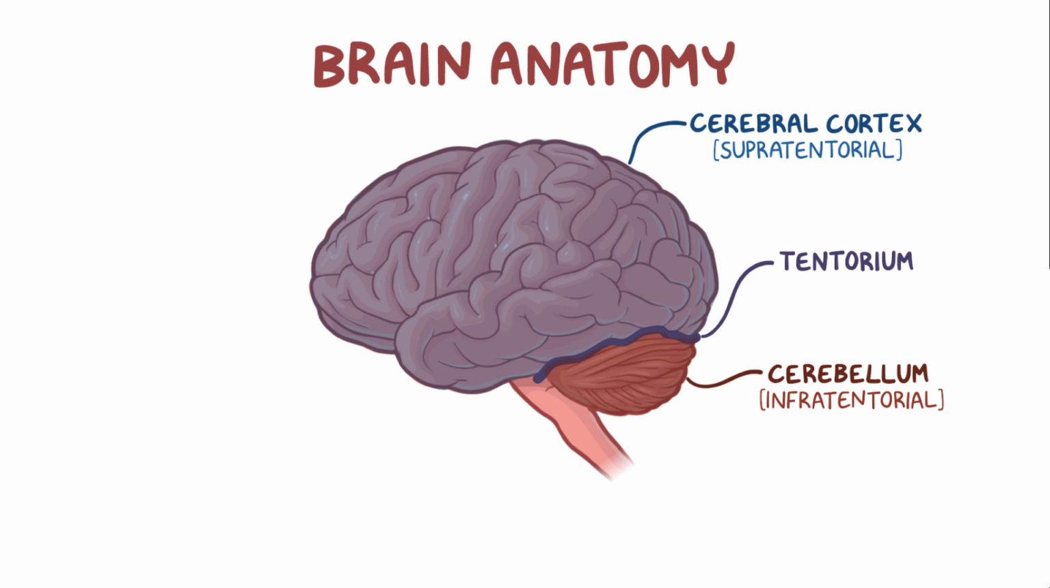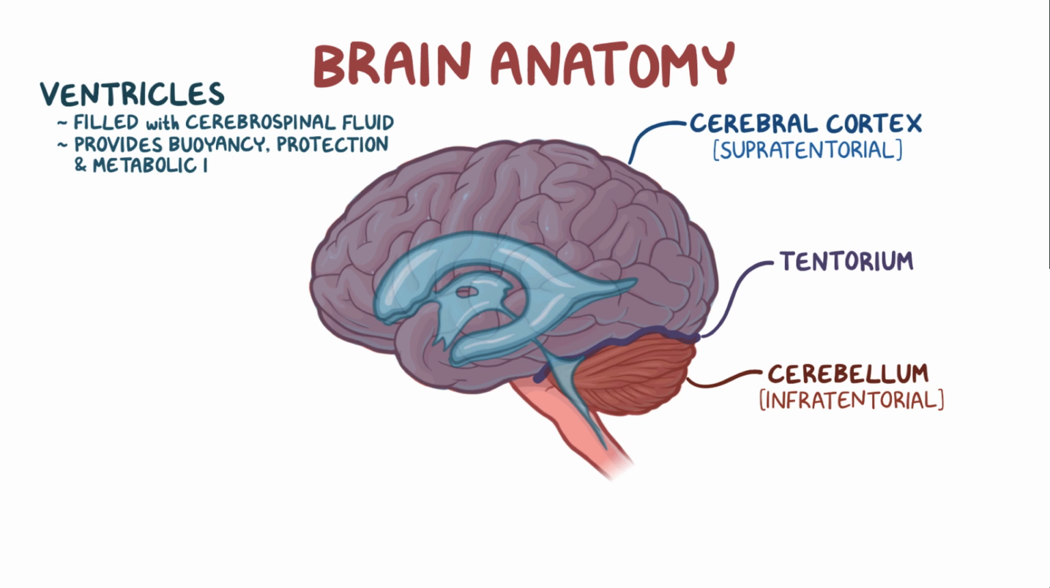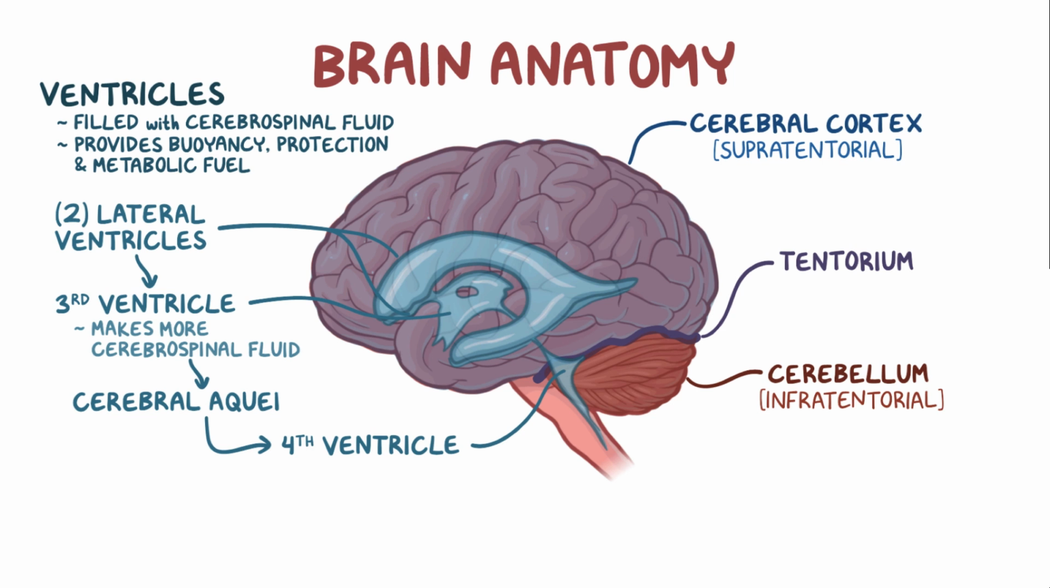And the brain has 4 interconnected cavities called ventricles, which are filled with cerebrospinal fluid, a fluid that helps provide buoyancy and protection, as well as metabolic fuel for the brain. Highest up are 2 C-shaped lateral ventricles that lie deep in each cerebral hemisphere. The 2 lateral ventricles drain their cerebrospinal fluid into the third ventricle, which is a narrow funnel-shaped cavity at the center of the brain. The third ventricle makes a bit more cerebrospinal fluid and then sends all of it to the fourth ventricle via the cerebral aqueduct.